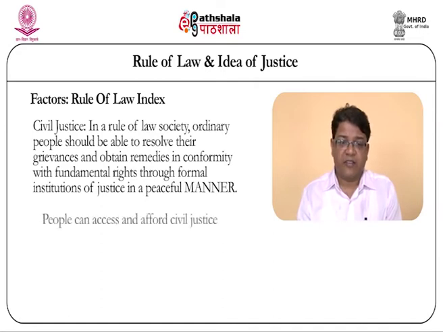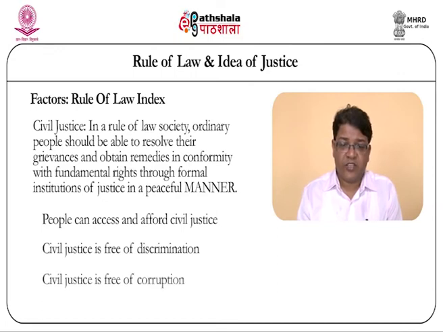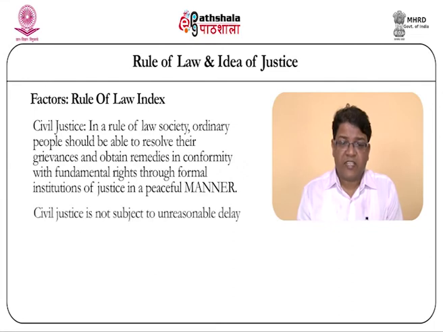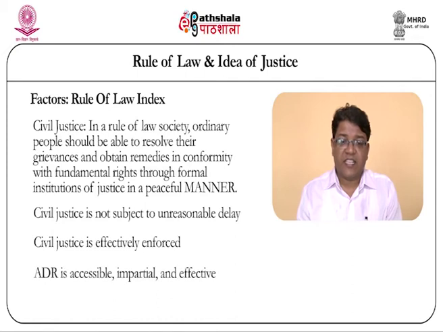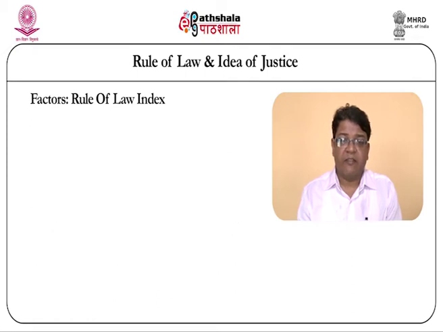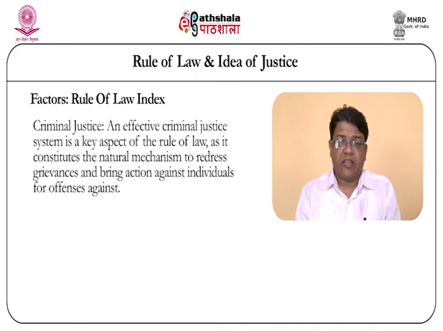It has 7 indicators. The first, people can access and afford civil justice. Civil justice is free of discrimination, it is free of corruption, it is free of improper government influence, it is not subject to unreasonable delay, it is effectively enforced, and ADR is accessible, impartial and effective. Another factor is criminal justice. An effective criminal justice system is a key aspect of rule of law as it constitutes the natural mechanism to redress grievances and bring actions against individuals for offences against others.